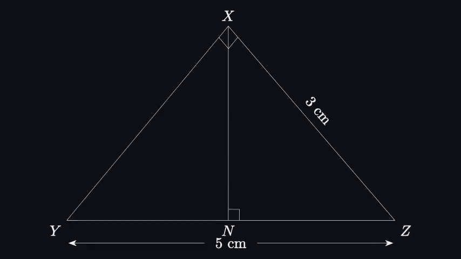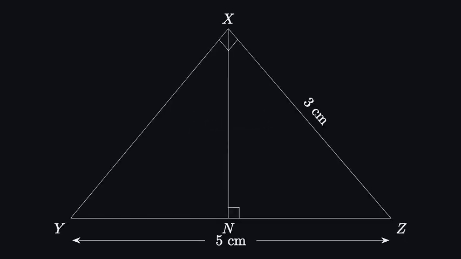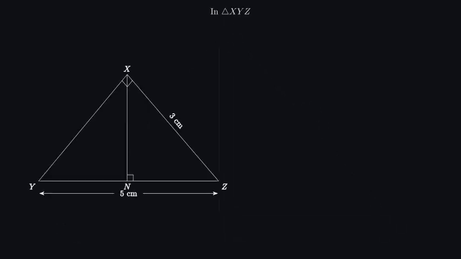Study the diagram carefully. This prepares us for the next step. There are two important triangles here. First, the large triangle XYZ. Second, the smaller triangle XNZ. We will use the large triangle to find an angle, then use the small triangle to find XN.